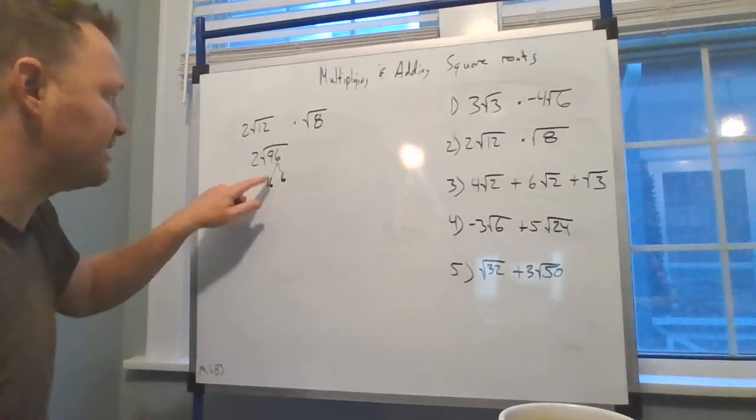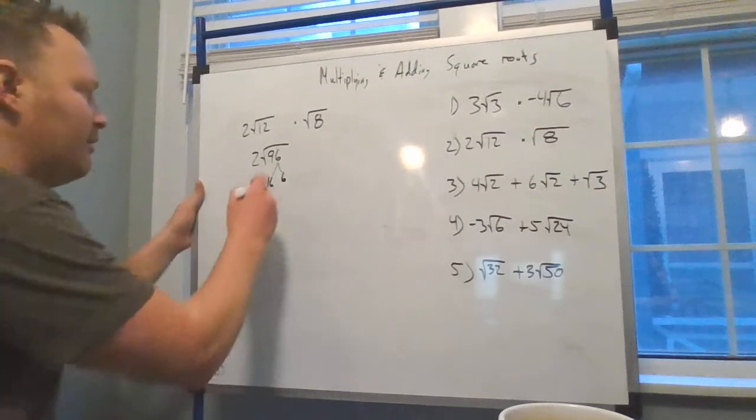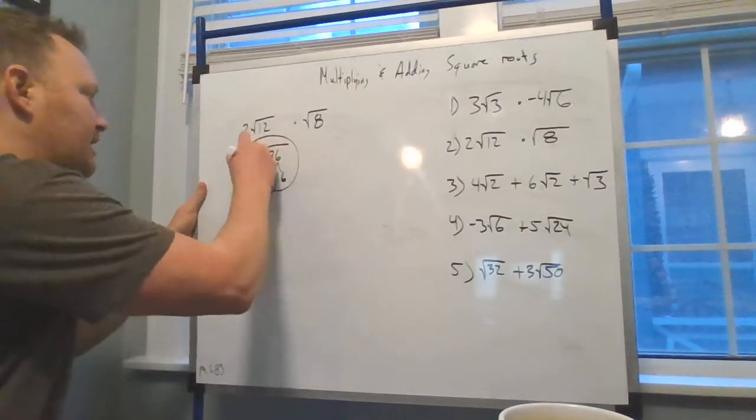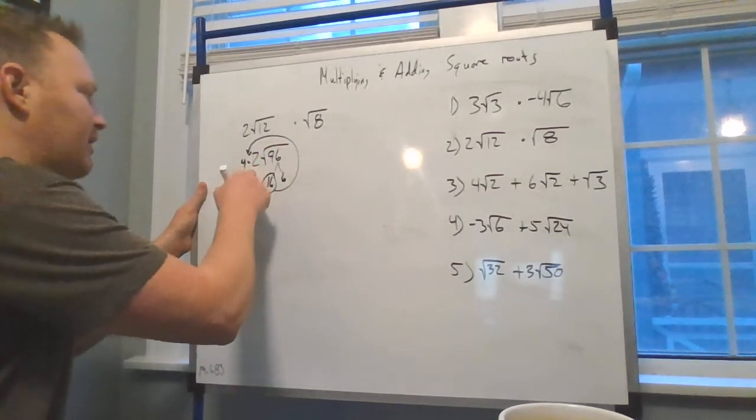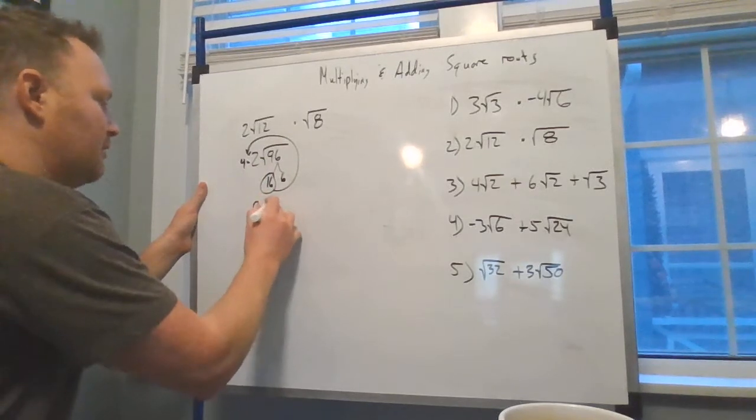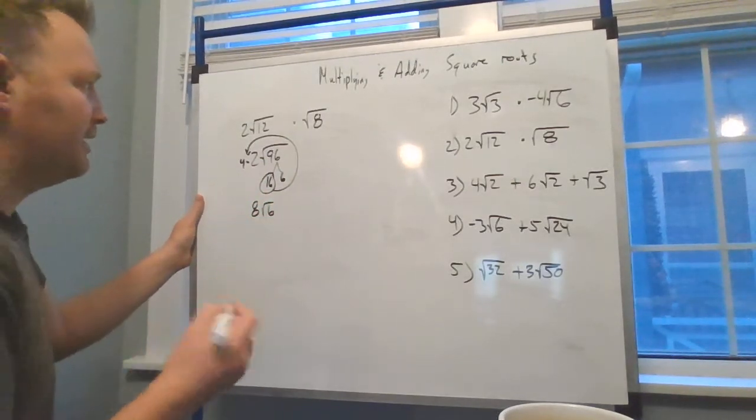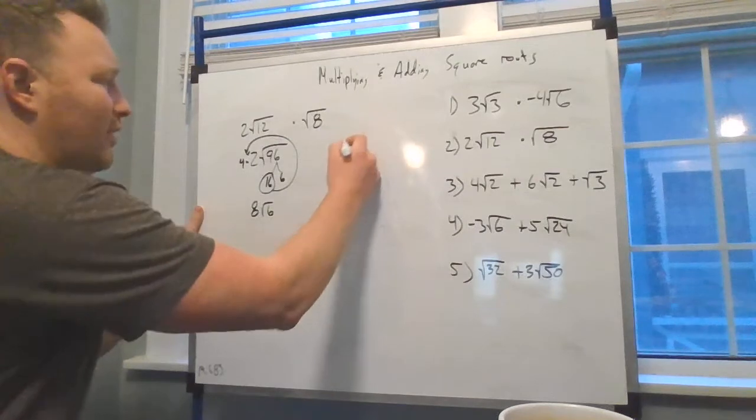So I know there's a 16 inside of the 96. So the 16, remember, square root of 16 comes outside as a 4. Multiply that by that guy right there. I get 8 radical 6. There you go. That's one way to do it. Here's another way to do it.